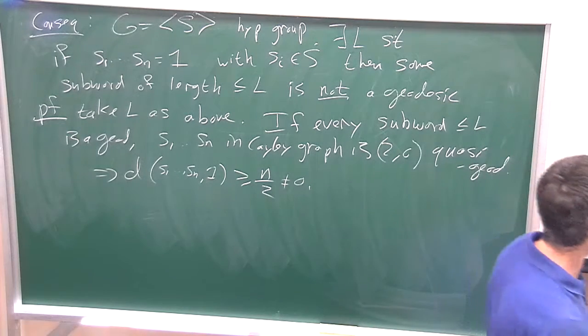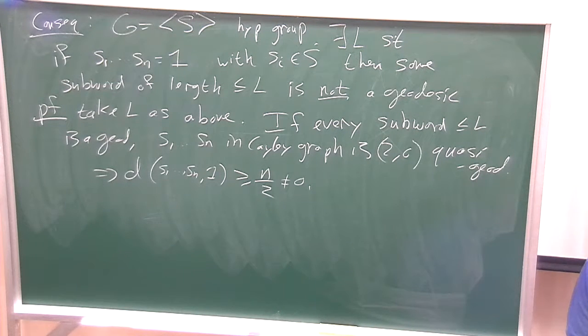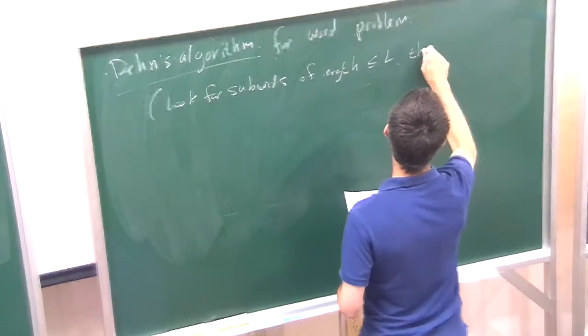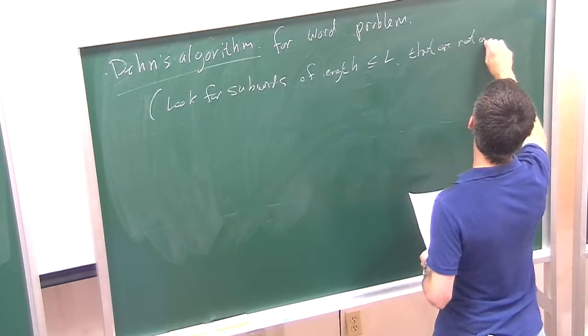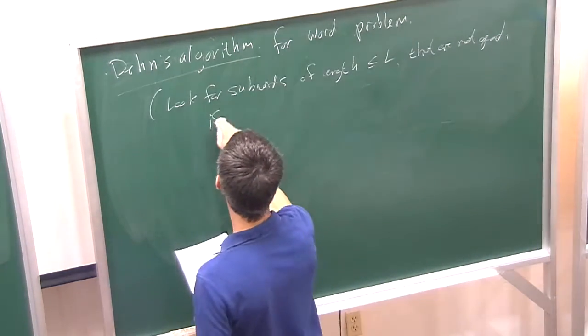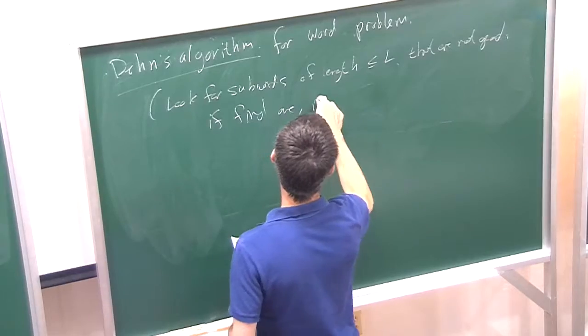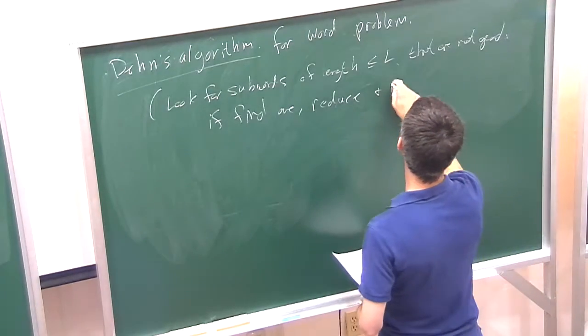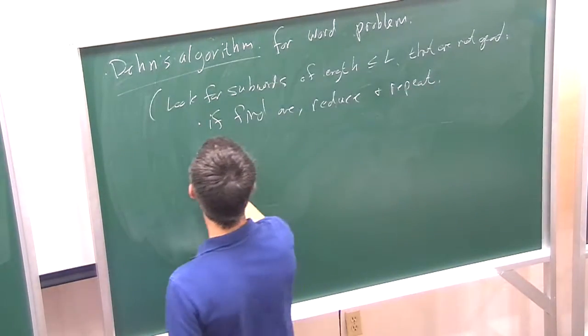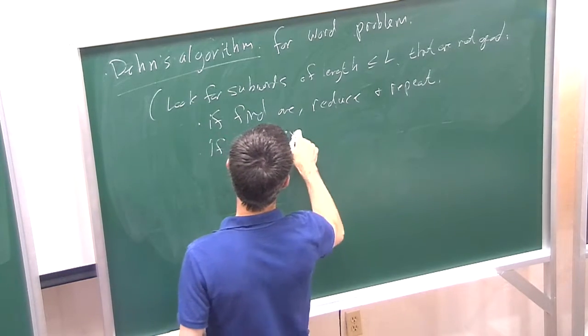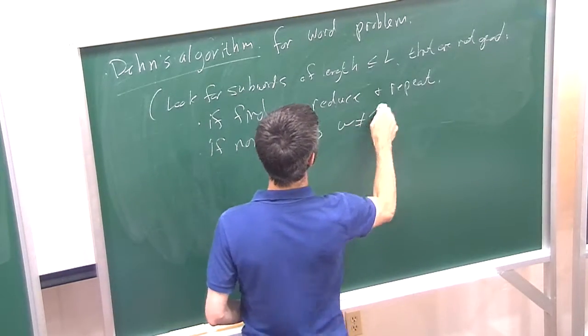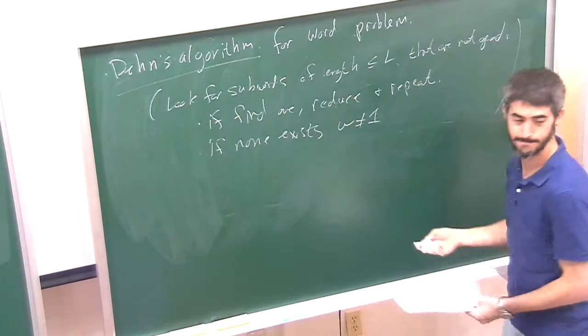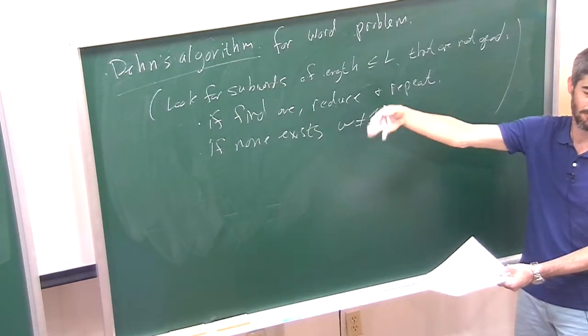Make sense? All right, so the algorithm is just: look for subwords of length at most L that are not geodesic. If one exists, reduce: replace that subword with a shorter word and repeat. If none exists, then your word is not the identity. That's the algorithm, and it's a linear time algorithm because you run it as many times as the length of your word.